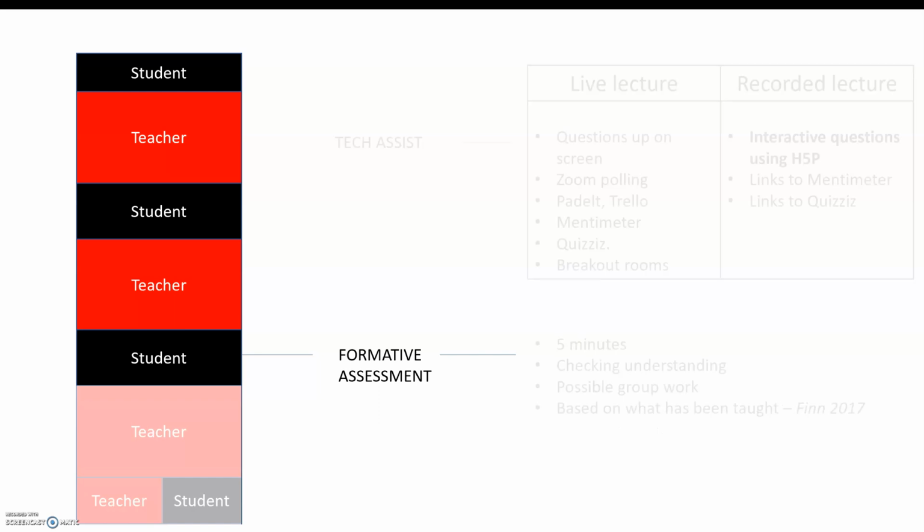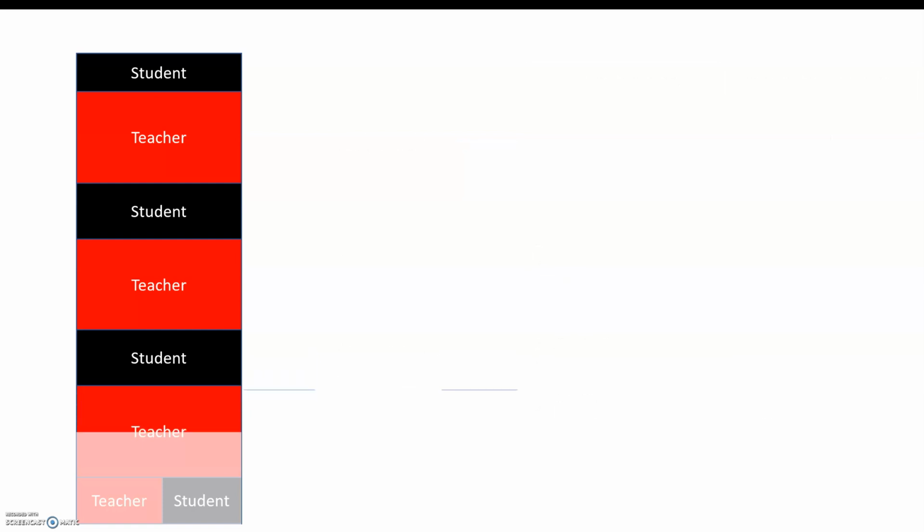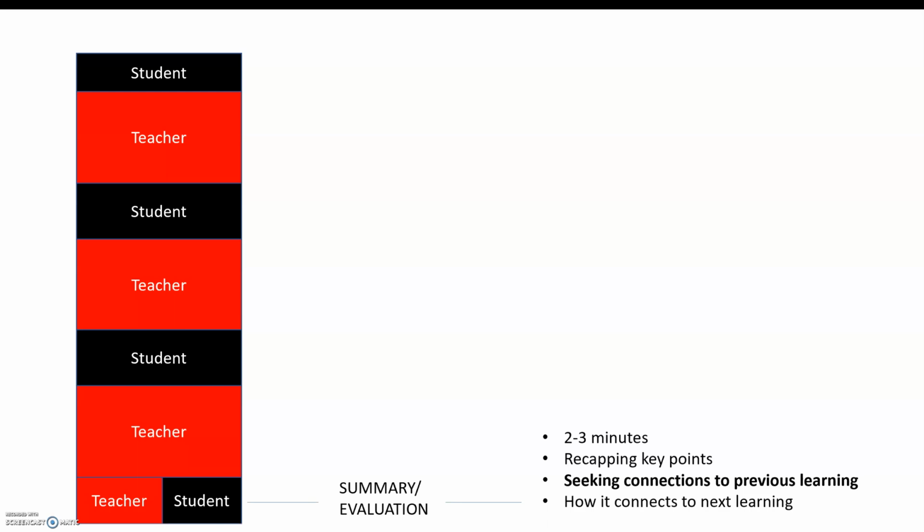In terms of a recorded lecture, interactive questions using H5P is an effective strategy to ensure that students are engaging with the questions actively, having to press play to resume the video after answering questions. The teacher then delivers more content, and finally the teacher and student work together to summarise and evaluate what has been taught, especially seeking connections to previous learning, facilitating the scaffolding of schema.